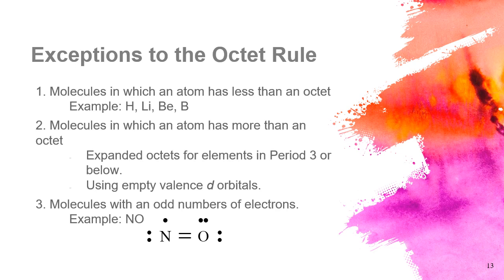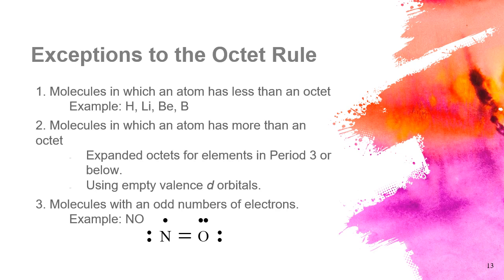Okay, NO3 minus. So, exceptions to the octet rule. Yes, we have some exceptions to the octet rule. Molecules in which the atom has less than an octet, for example, hydrogen, lithium, beryllium, and boron. I've mentioned this a few times because they are electron deficient. Okay, so boron has only 3, beryllium only 2, lithium 1. All right, so it's an atom with less than an octet.